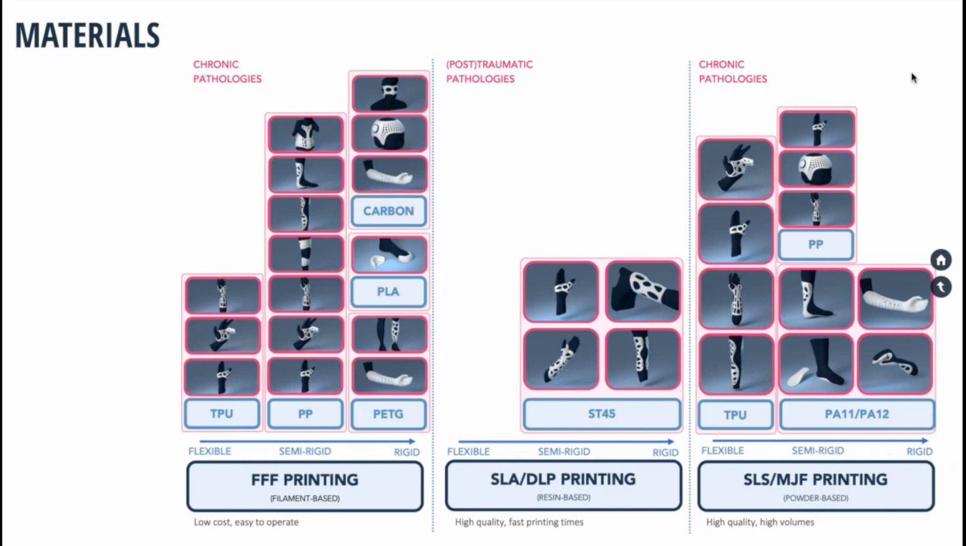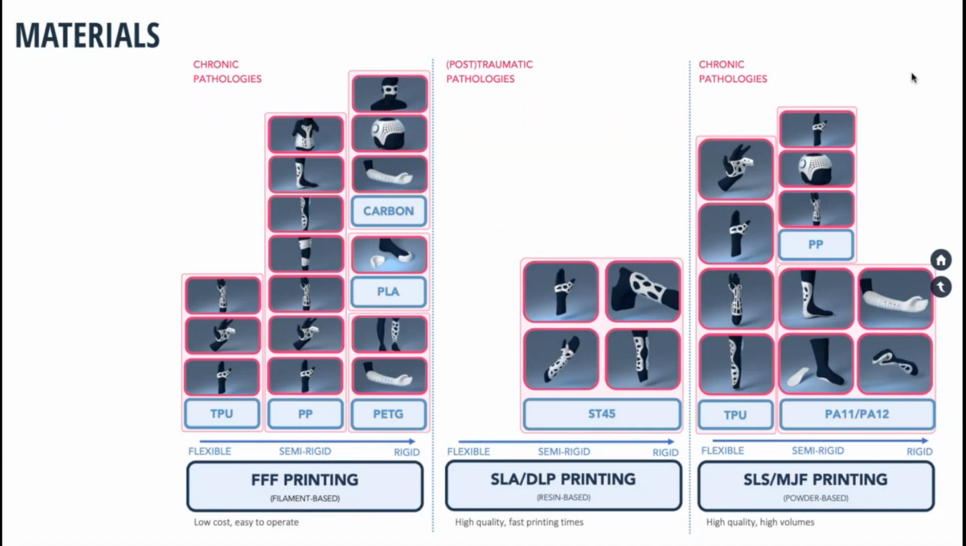Then comes SLS or MJF printing. So you can see the powder printing. There are TPU, the same thermoplastic polyurethane, flexible, available in powder form. Then polypropylene, and then PA11 and PA12. Sorry, these are the general idea about the materials available in the market.